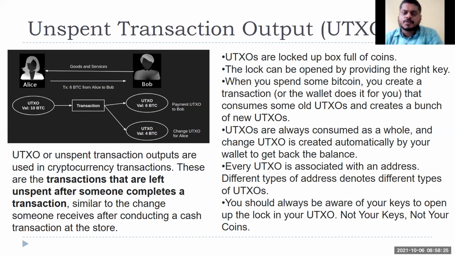Any other question? Let me just read out if I missed something. So that is what I told you. UTXOs are always consumed as a whole. Here, that person just wants to send 6 Bitcoin, but actually 10 Bitcoin goes out of the wallet. 6 Bitcoin is sent to some other person, then 4 Bitcoin comes back. So there are two transactions listed.